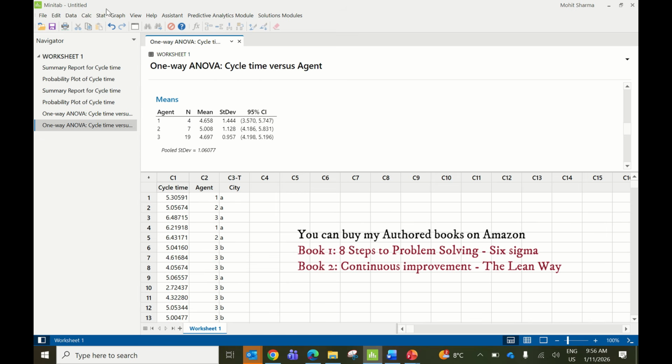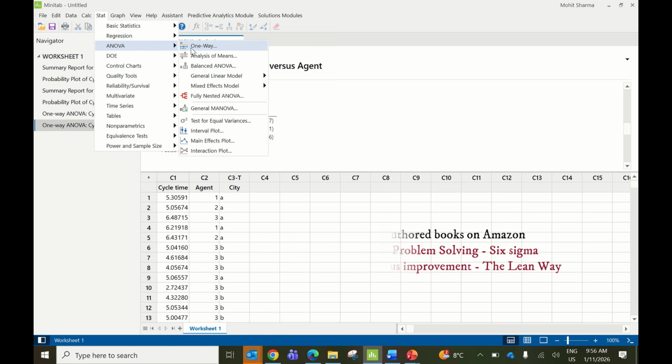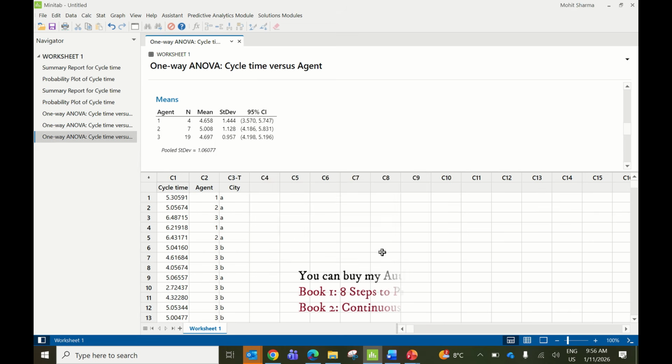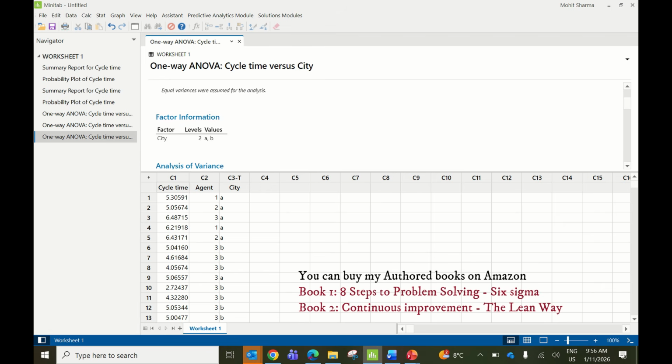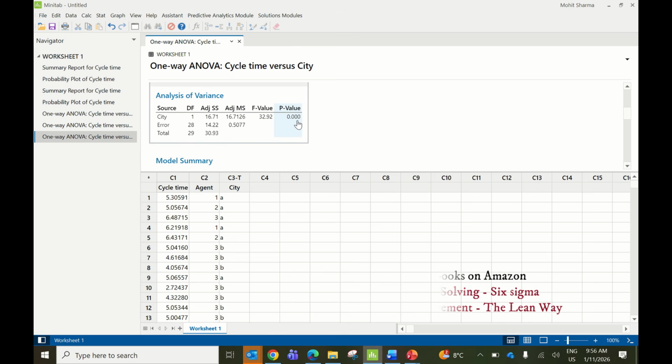So let me do that here as well and see how it works. I'll go to Stat, ANOVA, One-Way. Instead of agent, I will enter city here and click OK. So guys, let's look at the p-value here. The p-value here is 0.000, which is equivalent to what the output was from Copilot. So hence it is similar.